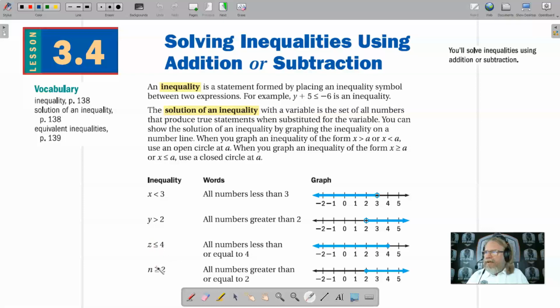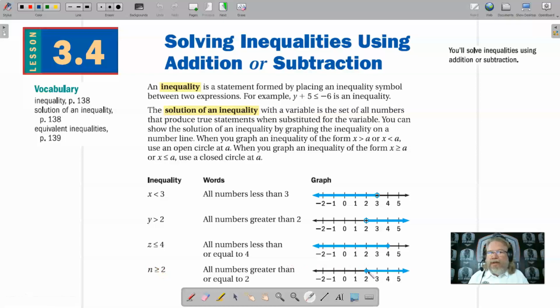Now, however, these next two examples here are a little bit different than our previous two examples. Here we have half of an equal sign along with it, right? The bottom half of an equal sign. So here we have z is less than or equal to 4. We read that as all numbers less than or equal to 4. So again, to the left, everything is less than. And it could be equal to 4, so we're going to include 4. That's why we have a closed dot. And then on the last one, n is greater than or equal to 2, so it could be equal to 2, so it's a closed dot.